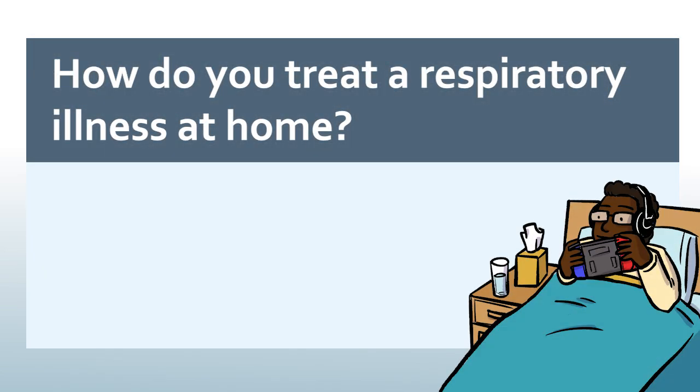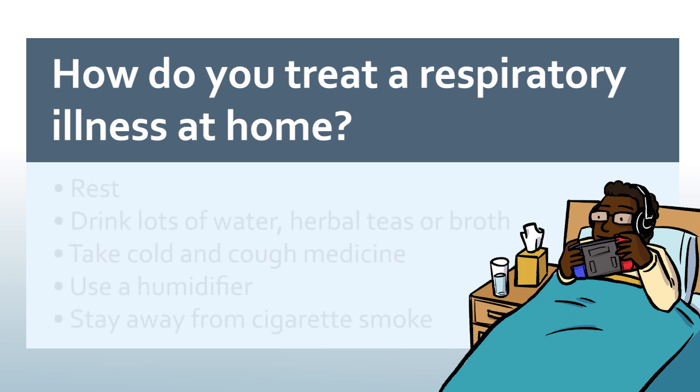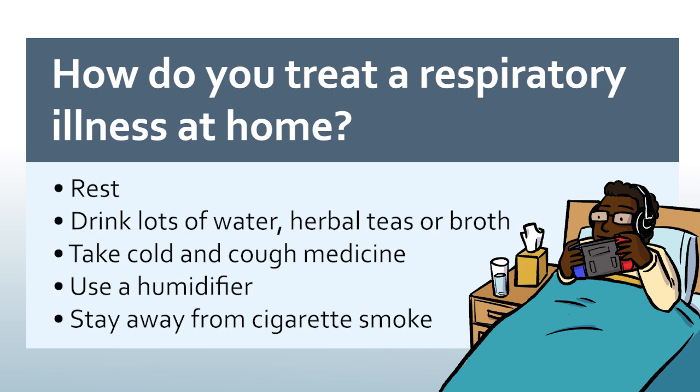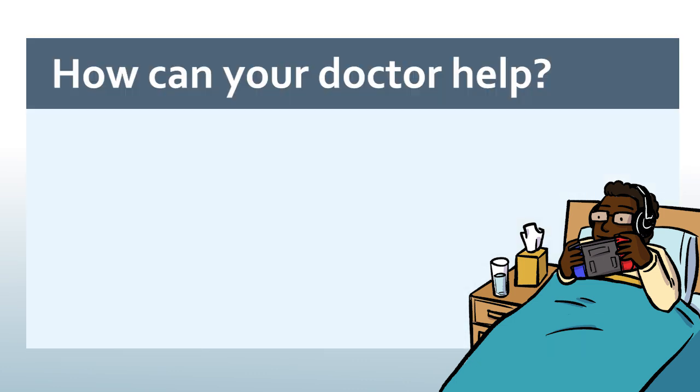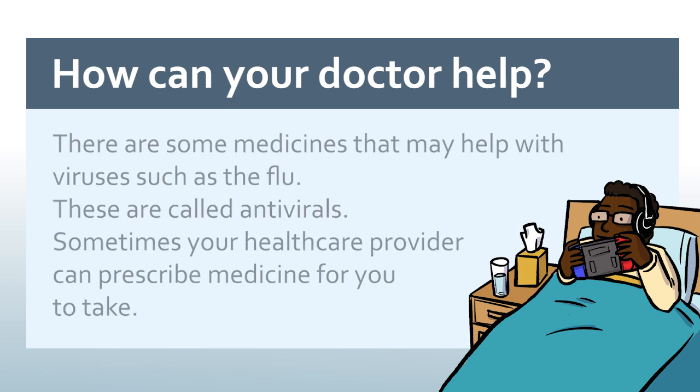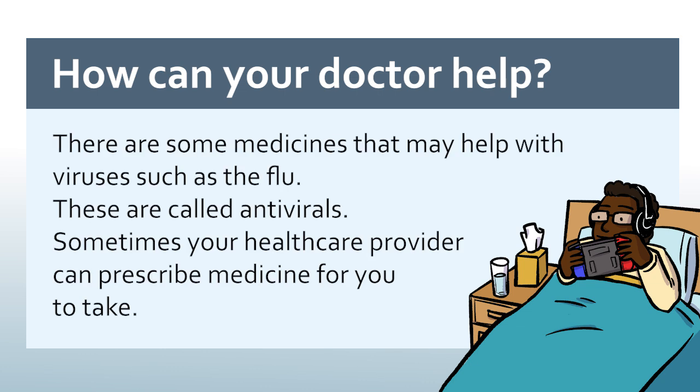How do you treat a respiratory illness at home? Rest, drink lots of water, herbal teas or broth, take cold and cough medicine, use a humidifier, and stay away from cigarette smoke. How can your doctor help? There are some medicines that may help with viruses, such as the flu. These are called antivirals. Sometimes your healthcare provider can provide medicine for you to take.